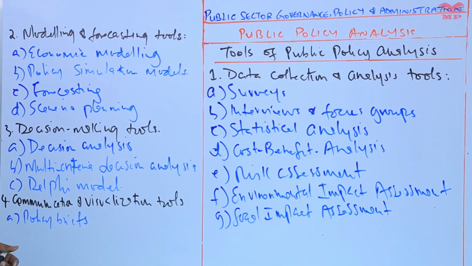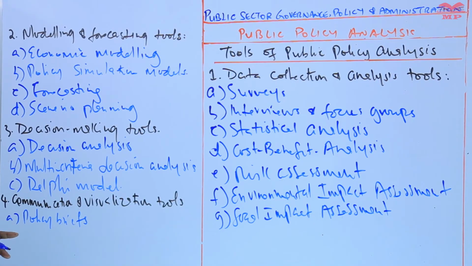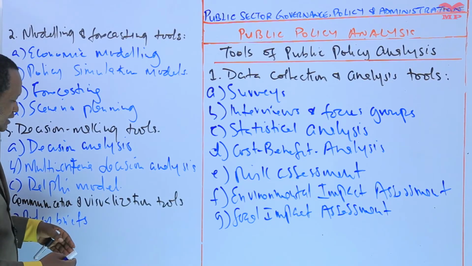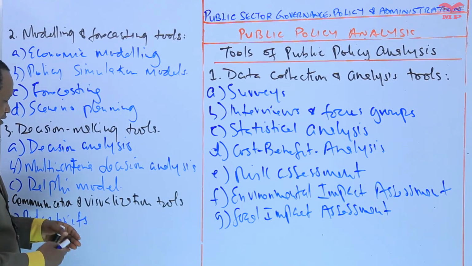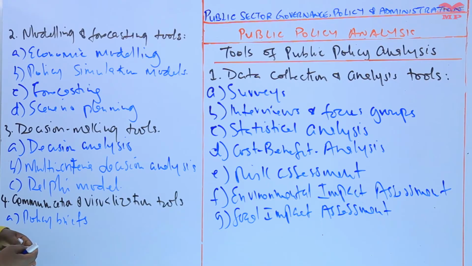Policy briefs are concise summaries of policy research findings and recommendations for policymakers and the public. This is where, after the process is coming to an end, the policy analysts put together summaries of their findings for the purpose of public consumption and so on. Policy briefs are concise summaries of policy research findings and recommendations for policymakers and the members of the public.